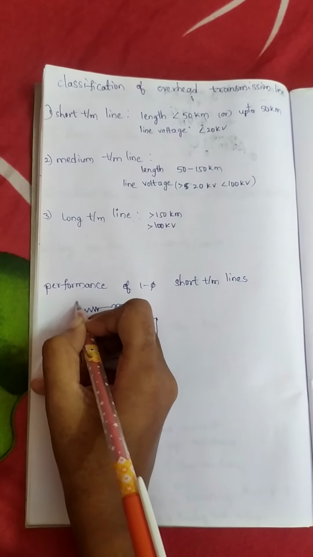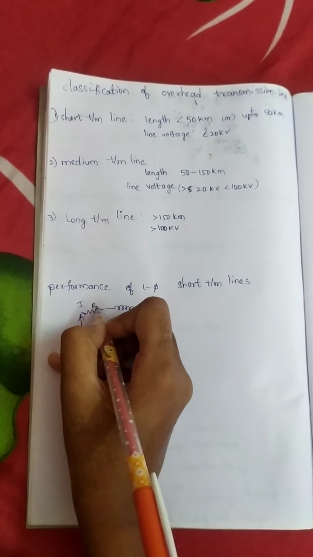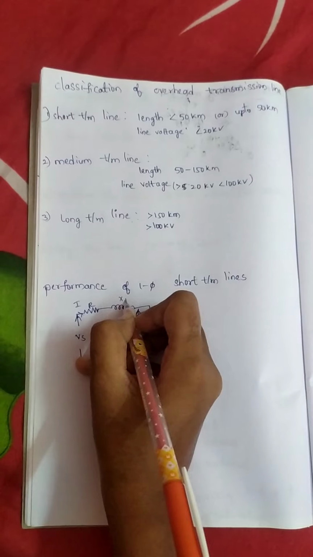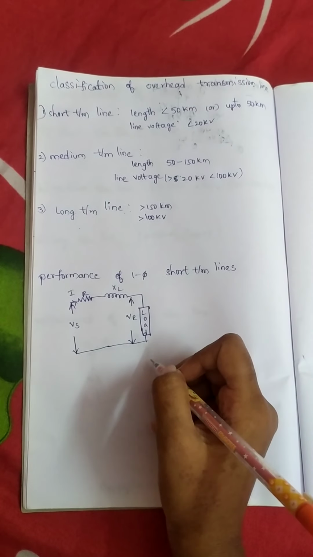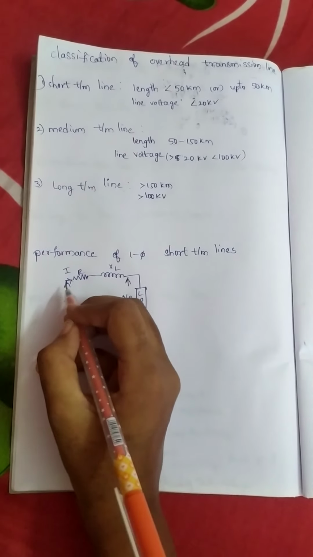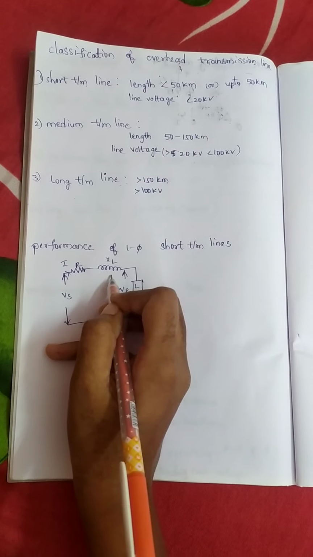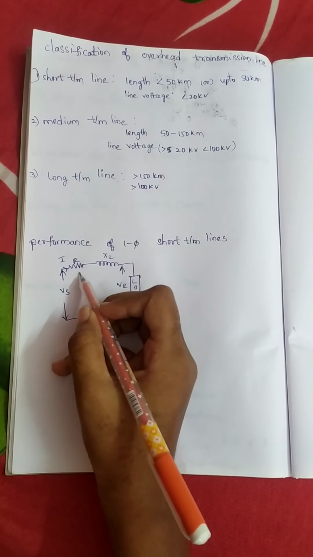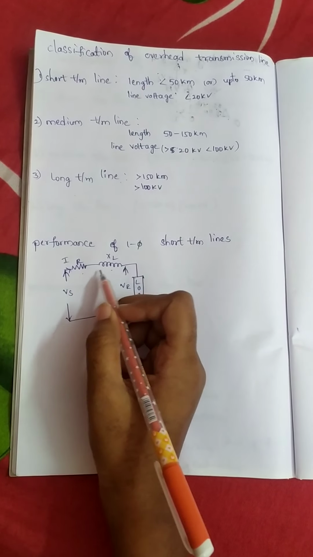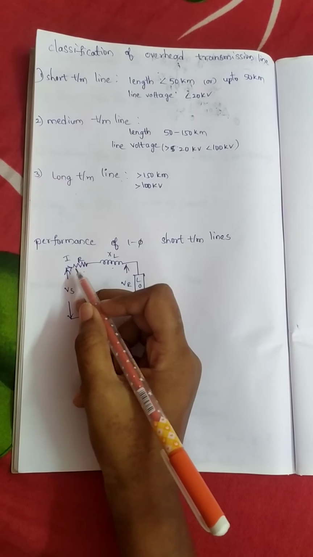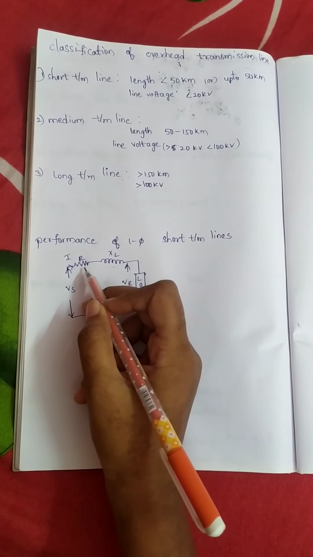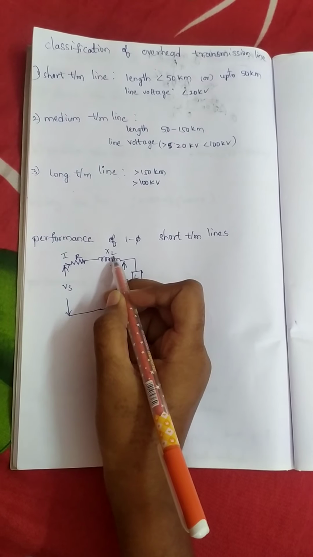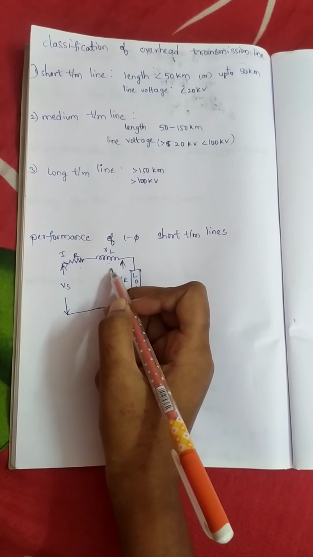Current is passing through this. Here resistance and inductance are present. So current is passing through the resistor and inductance. Due to resistor and inductance, some drops will be present here. Due to resistance, a resistance drop is present. Due to impedance, the impedance drop is present here.